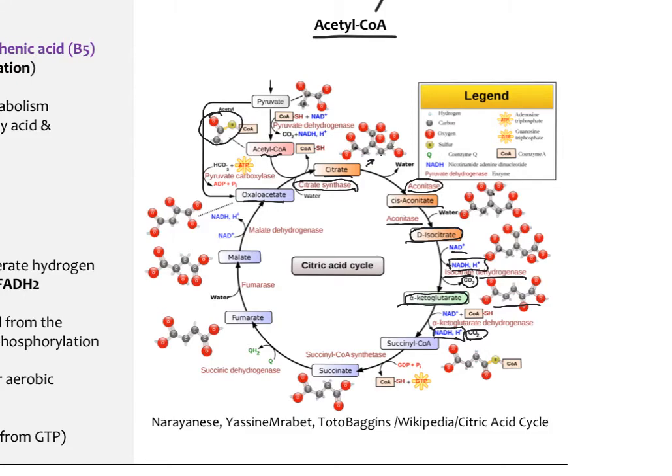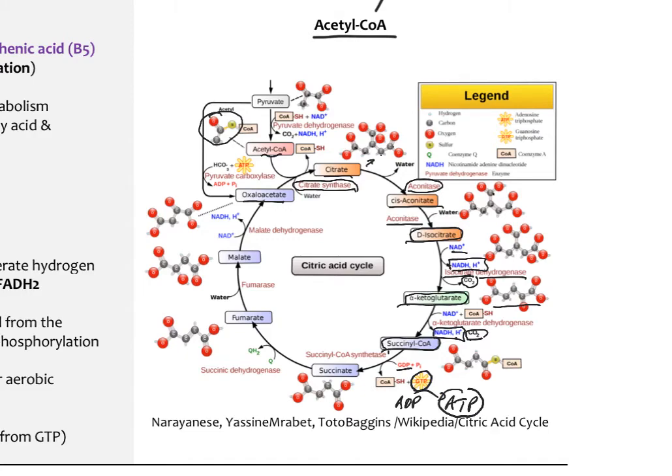These are accumulating inside the matrix of the mitochondria. We're going to see they're going to be necessary for the next phase, which is the electron transport chain. Then alpha-ketoglutarate is going to become succinyl-CoA. And then there's another reaction which actually charges up a molecule called GDP into GTP. And GTP can actually be used to convert ADP into ATP. So the citric acid cycle is actually able to make 1 molecule of ATP each time it goes around.